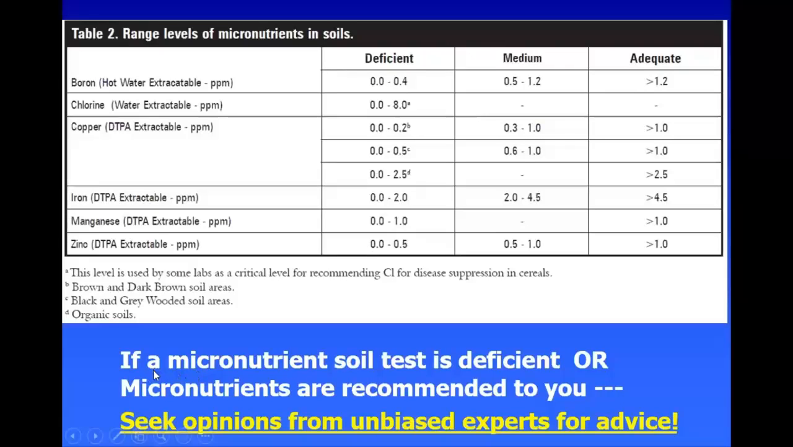But basically, what I would suggest is if you test for micronutrients and they come out deficient, or you have an agronomist who's making micronutrient recommendations for you, seek opinions from several unbiased experts, preferably an independent agronomist who's not selling fertilizer. Get a couple of opinions before you go ahead and use micronutrients. And if you are still unsure, I strongly recommend doing a few test strips on farm for yourself to see if you're really going to get a response or not.